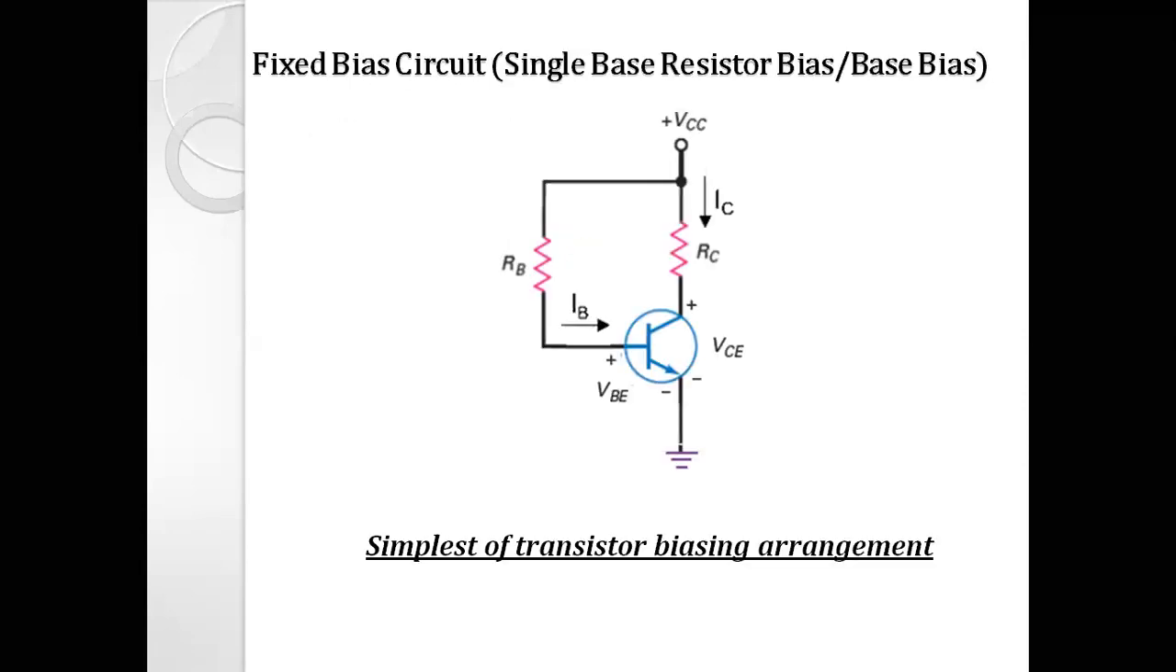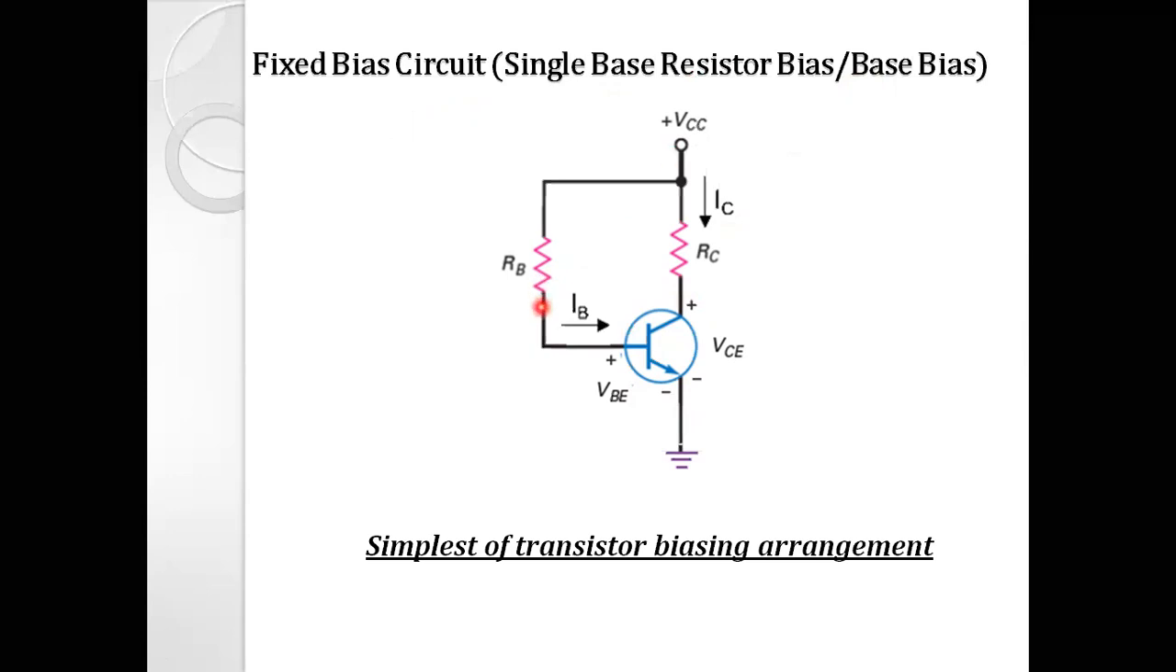So here is the diagram of the fixed bias circuit. It is also known as the single base resistor bias or the base bias circuit. You can see that NPN transistor is in the common emitter configuration where the emitter terminal is the common between input base terminal and the output collector terminal. So base terminal is the input terminal and collector terminal is the output terminal for this circuit. And base terminal is connected to the DC supply VCC through the current limiting resistor RB.